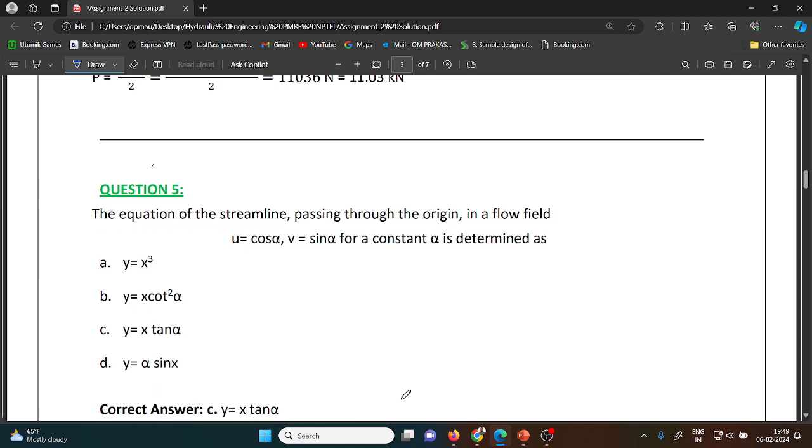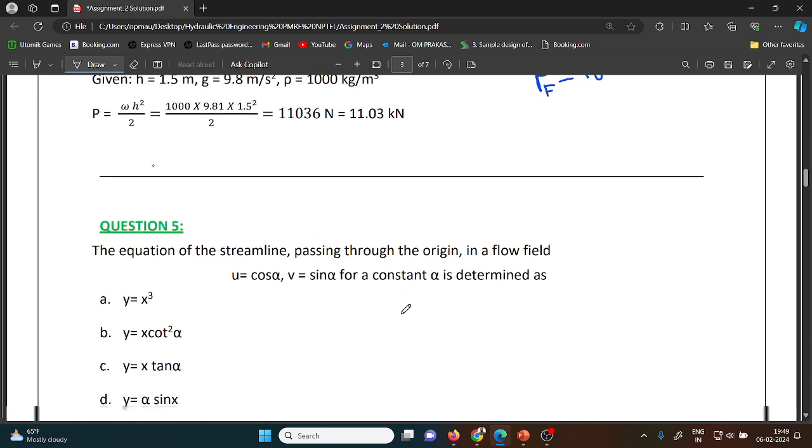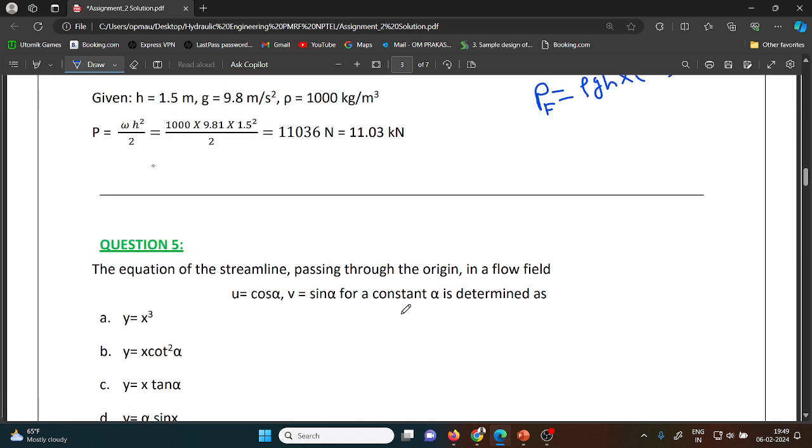But how will it be solved? Question number 5 is given: the equation of a streamline passing through the origin of flow. Origin of flow means what?